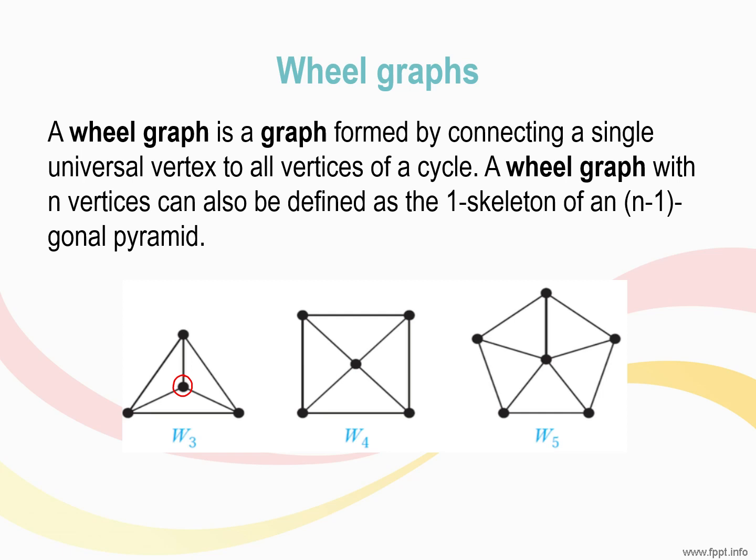So we have another example of wheel graph here. In the middle is a graph with 5 vertices, and this is known as wheel 4, and this is wheel 5.